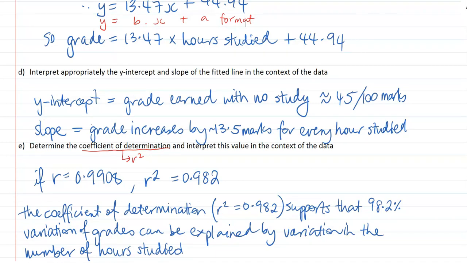Moving on to part D, interpreting your y-intercept. Well, that would be the grade you earn with 0 hours of study, so no study. So you'd receive approximately 45 marks out of 100 because this is our y-intercept value here. For your slope, that's our value next to the x variable. So slope tells us that the grade will increase by approximately 13.5 marks for every hour you've studied.